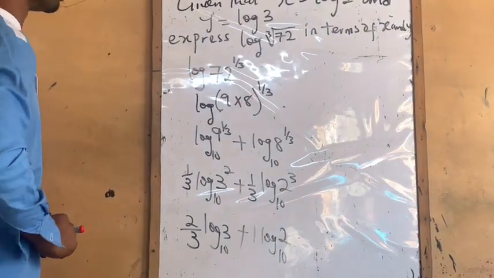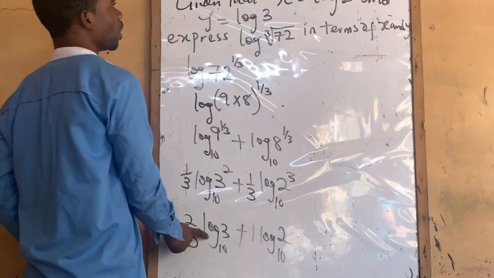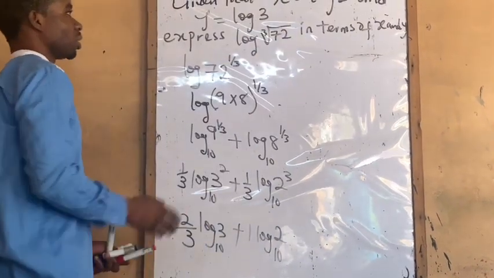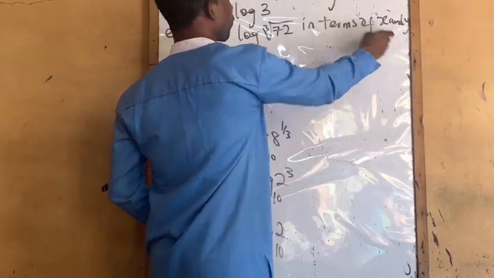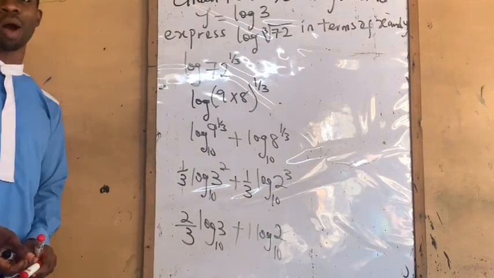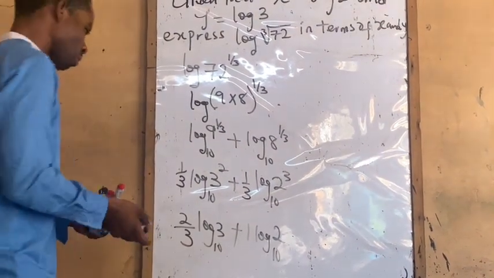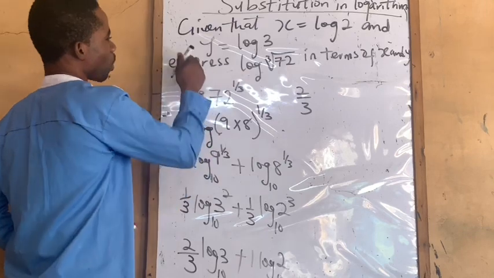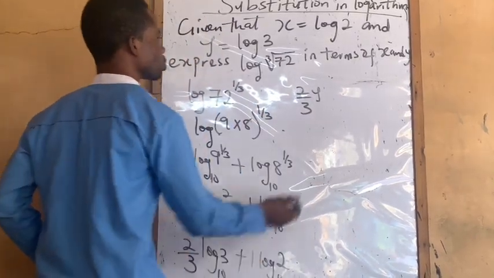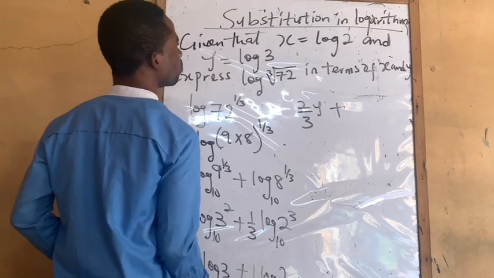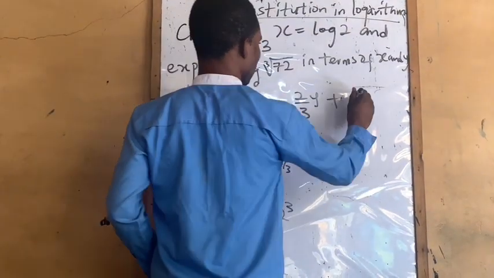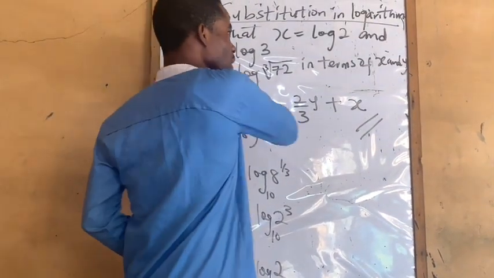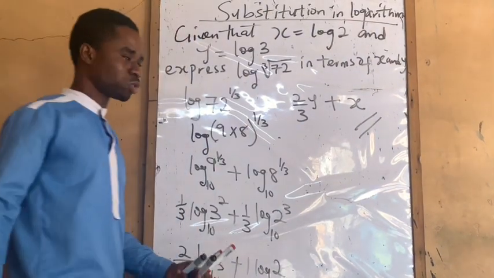Now, because we have log 3, and log 3 is y, and we have log 2, and log 2 is x, we express our answer in terms of x and y. So 2 over 3 times log 3, which is y, plus log 2, which is x. So that is my answer: 2 over 3 y plus x, in terms of x and y.